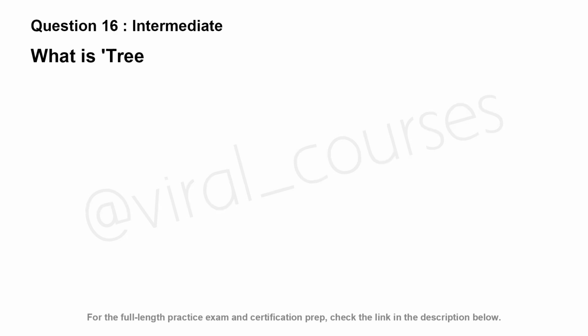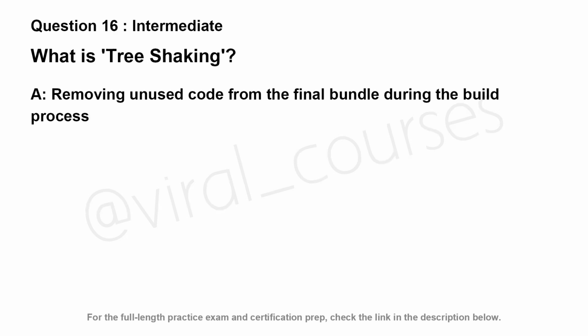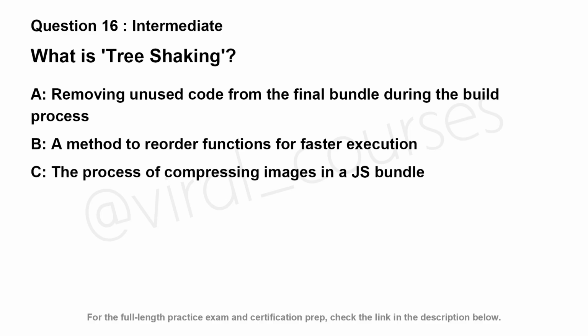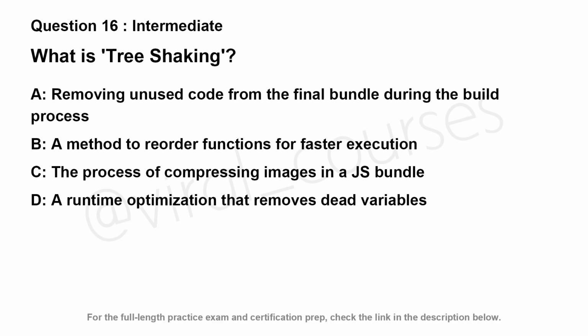What is tree shaking? Option A. Removing unused code from the final bundle during the build process. Option B. A method to reorder functions for faster execution. Option C. The process of compressing images in a JS bundle. Option D. A runtime optimization that removes dead variables.